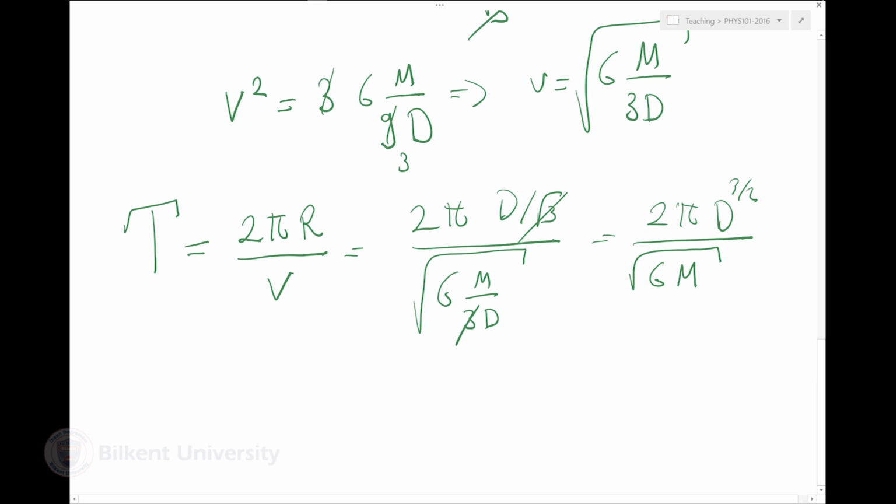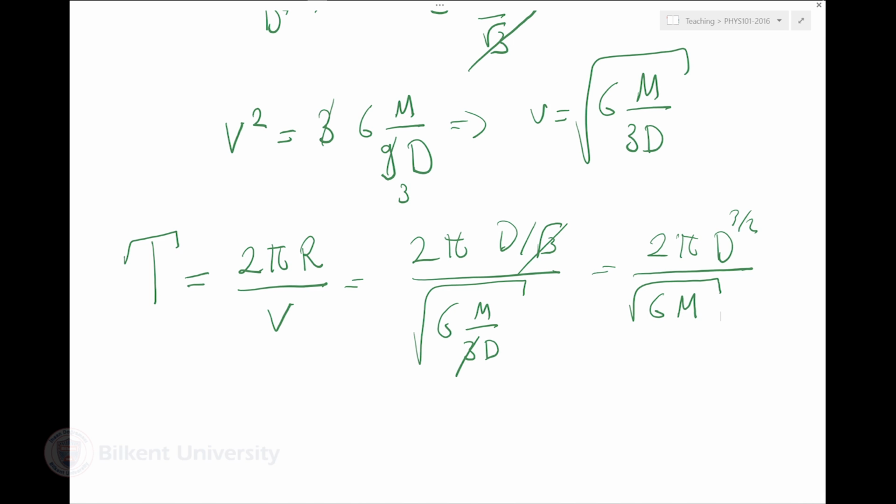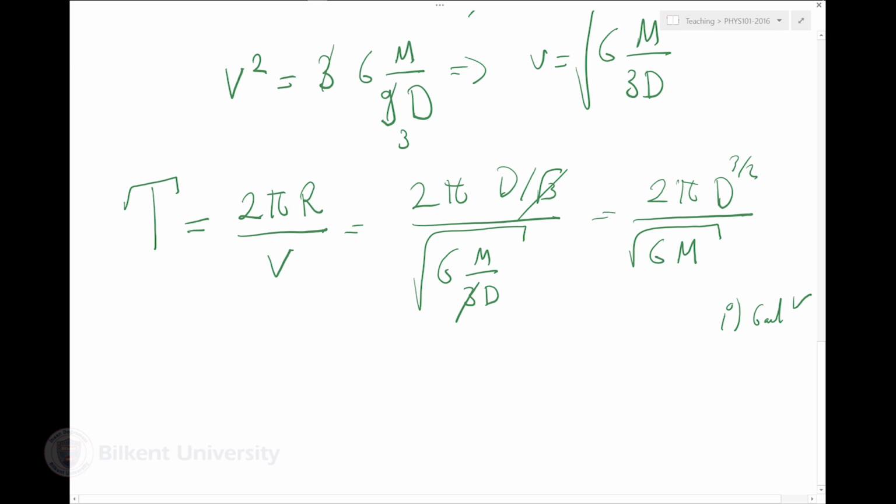D to the minus 3 over 2? No, I think it's d to the 3 over 2 because d is in the numerator. Am I done? Well, I reached my goal. Certainly. But I would like to check the dimensions. I would like to check the units.